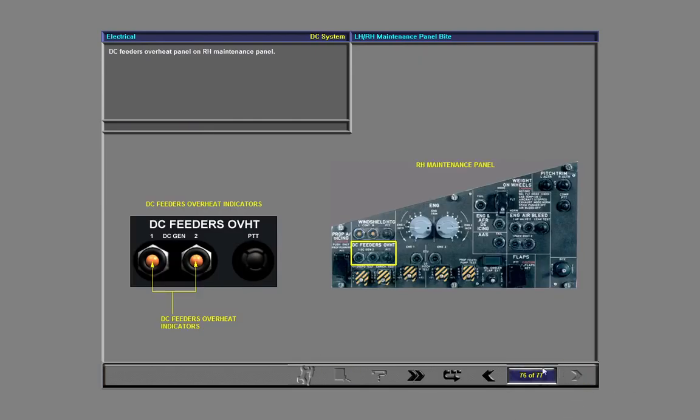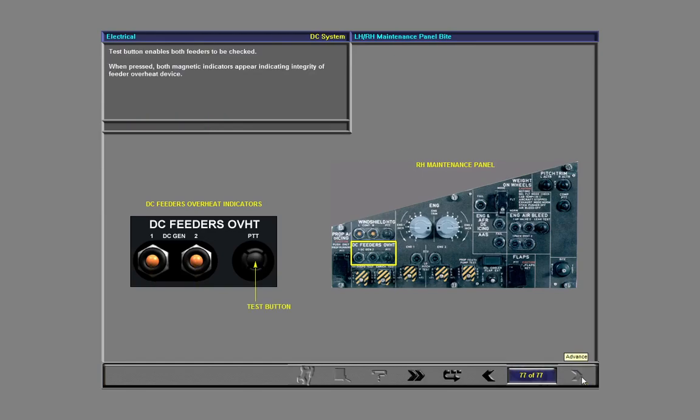The DC feeder overheat panel is located on the right-hand maintenance panel. DC current is fed to the DC system through 2 nickel-plated aluminium feeders. A differential temperature sensor compares temperatures between the 2 feeders. If one feeder breaks, it cools down, and the sensor triggers the magnetic byte indication. In this case, if the aircraft is on the ground, the affected DC generator is automatically disconnected from the system.